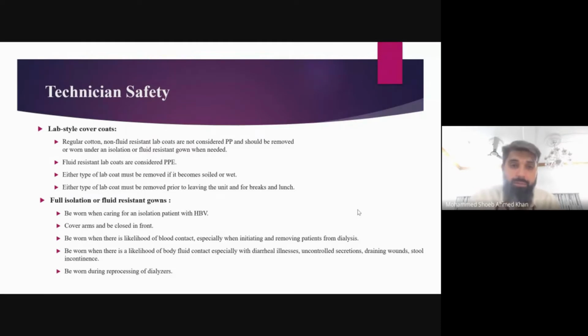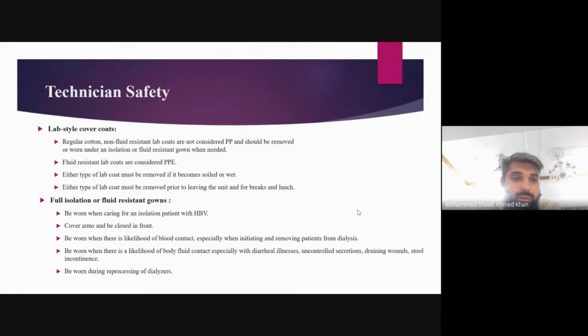So whenever accessing a patient who is in isolation, a fluid resistant gown must be used, and it should be discarded appropriately. It should be removed, it should not be reused. If you're going outside, taking off the gown, hanging it, and again coming back after lunch and putting on the same thing, it may be dangerous. It should always be a new one every time. Full isolation or fluid resistant gowns should be worn when caring for an isolation patient, especially one who has hepatitis B virus. And we should cover the arms and be closed in the front. That's how the gown should be.